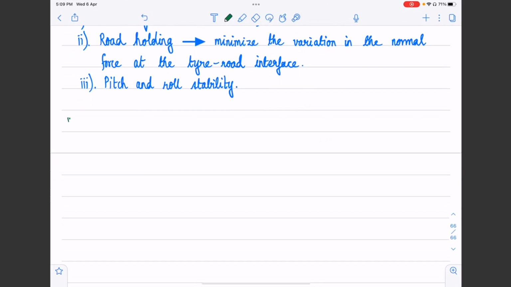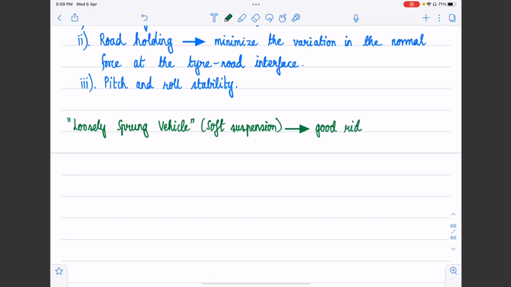Okay. So now, depending on the characteristics of the suspension that is used, vehicles can be classified broadly into two categories. I would say not the type of suspension, but rather the characteristics of the suspension which is used. One is what is called a loosely sprung vehicle. A loosely sprung vehicle has a soft suspension. You would have seen that when we have a soft suspension, we have very good ride comfort. But then it obviously has a lot of deflection, and that compromises on road holding.